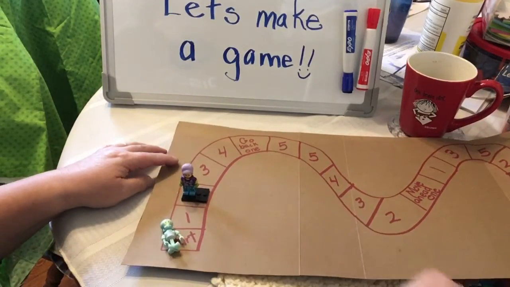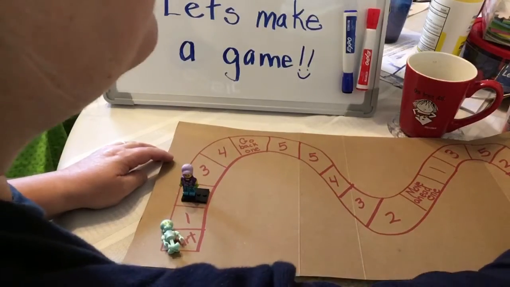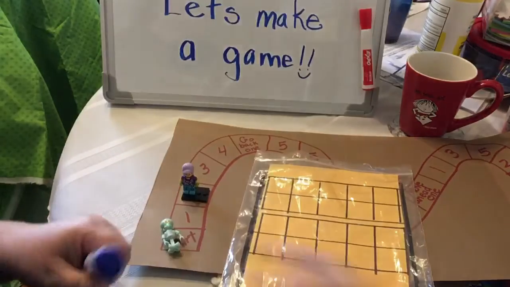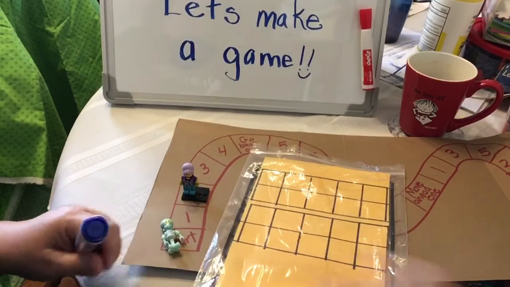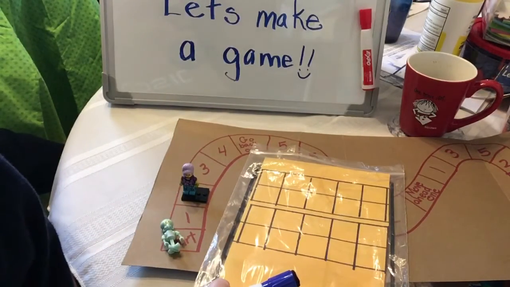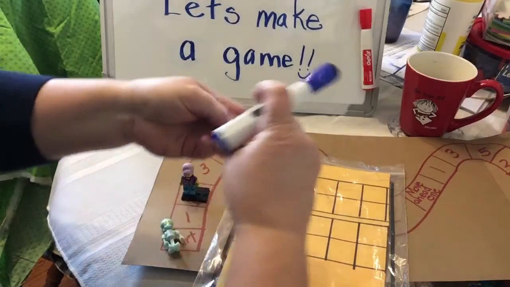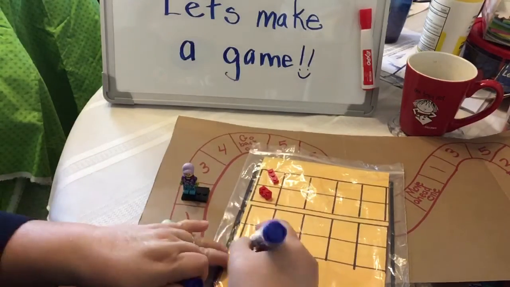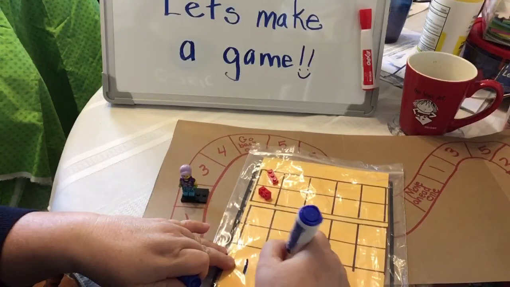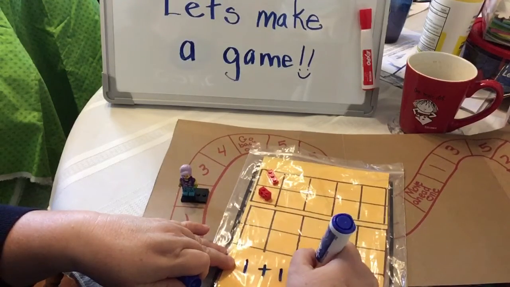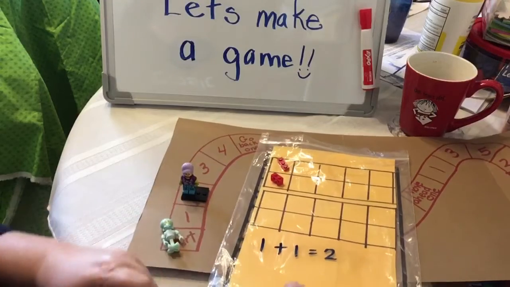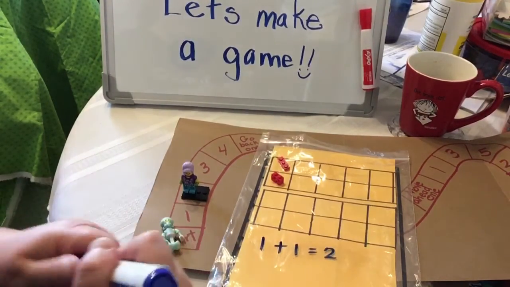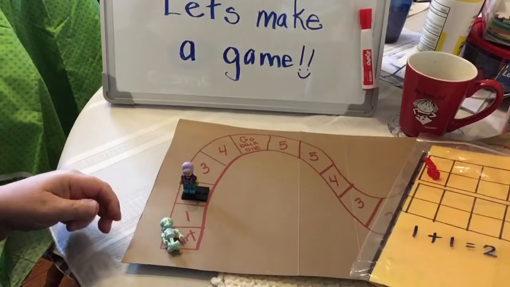And then I'm going to show people how I can make 2 on my board. So I can take my board, and you can use the manipulatives. So I'm going to show it as 1 plus 1. There we go. And then I can write my sentence. 1 plus 1 equals 2. Okay? And then that's the end of my turn. And then the other person rolls the cube.